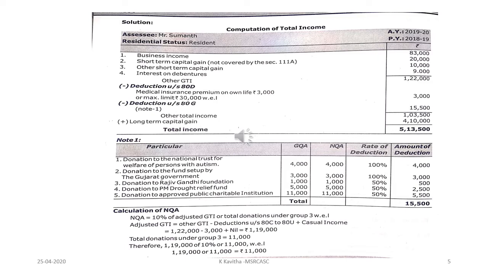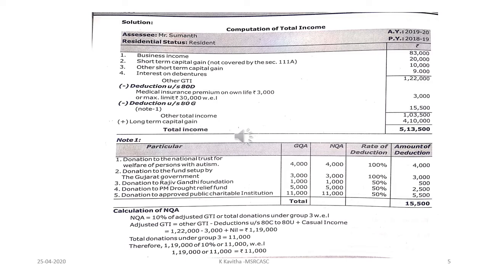Under 80G, in the working notes, it's clearly given. Just pay your attention here. Under note 1 working notes, gross qualifying amount, net qualifying amount is given, rate of deduction and amount of deduction. National Trust for Welfare of Persons with Autism is 100% deductible. So your gross qualifying amount is 4,000, that becomes your net, and amount of deduction is 4,000.